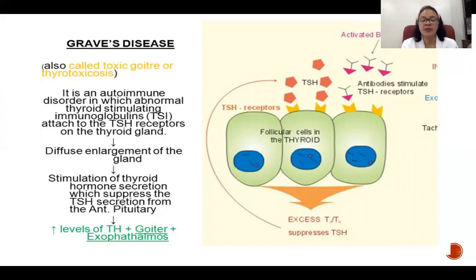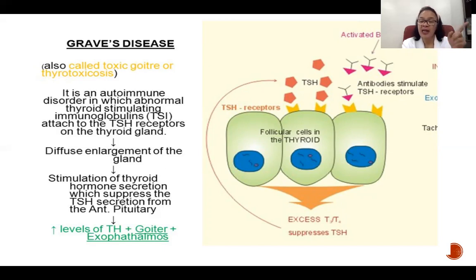This results by stimulated beta lymphocytes. So these immunoglobulins will bind to the thyroid stimulating hormone receptors here to mimic the action of your TSH, resulting in follicular cell growth, an increase in vascularity, and excessive synthesis and secretion of your thyroid hormone.